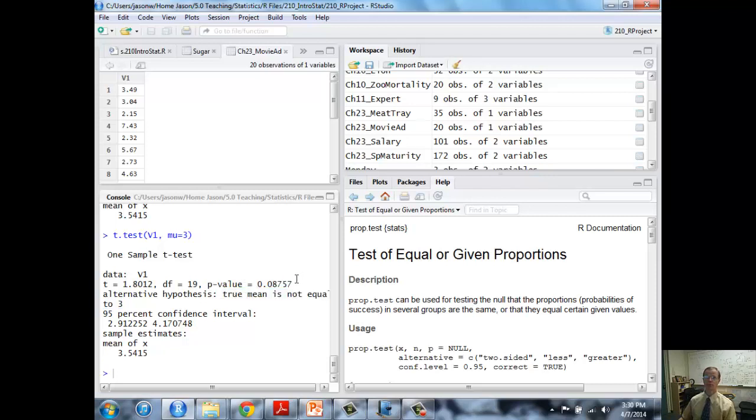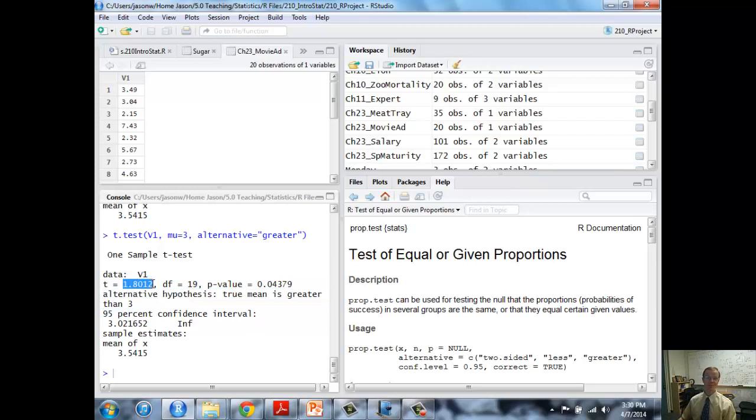So the p-value is looking better, but it's doing a two-tailed test. So let me do that argument, and that is alternative. You can do greater, less, or two.sided. If you put nothing, two.sided is the default. We're doing greater than. So popping it in, alternative hypothesis greater than 3.